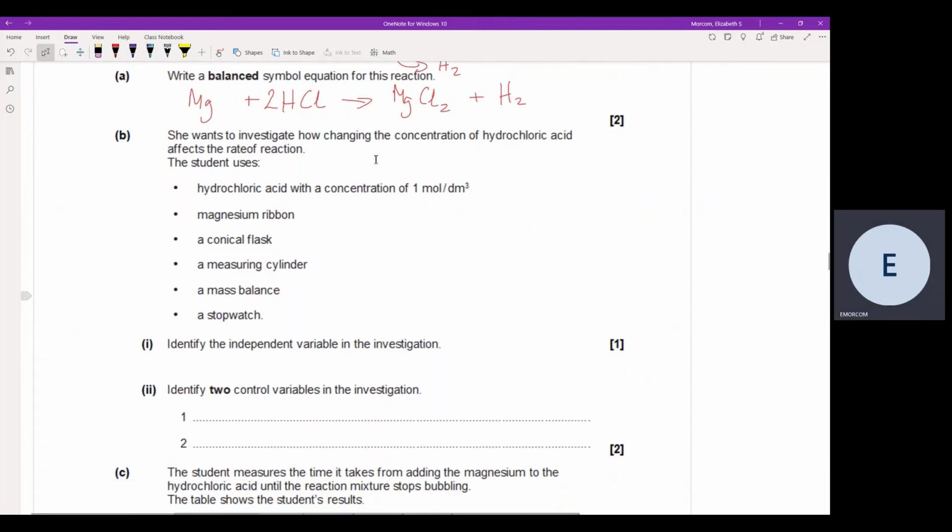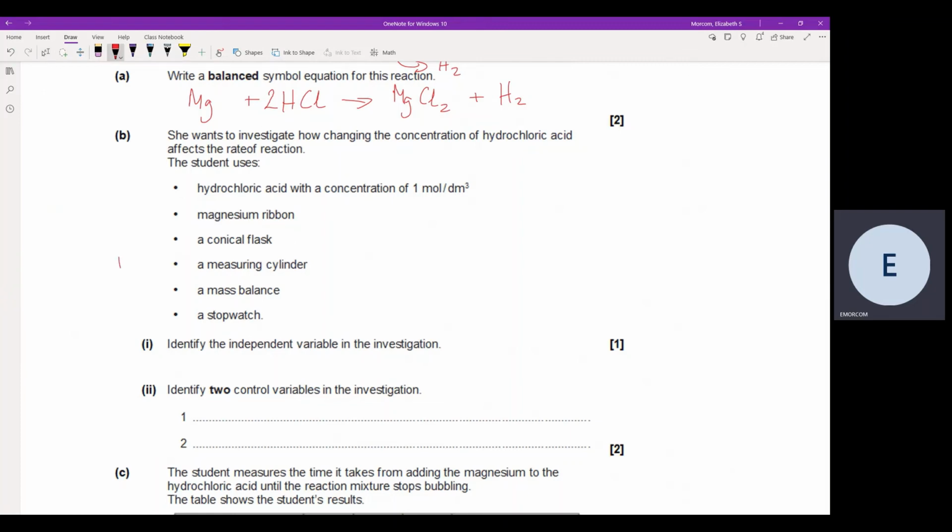She wants to investigate how changing the concentration of hydrochloric acid affects the rate of reaction. The student uses hydrochloric acid with a concentration of 1 mole per decimeter cubed, magnesium ribbon, a conical flask, a measuring cylinder, a mass balance, and a stopwatch. Identify the independent variable in the investigation.